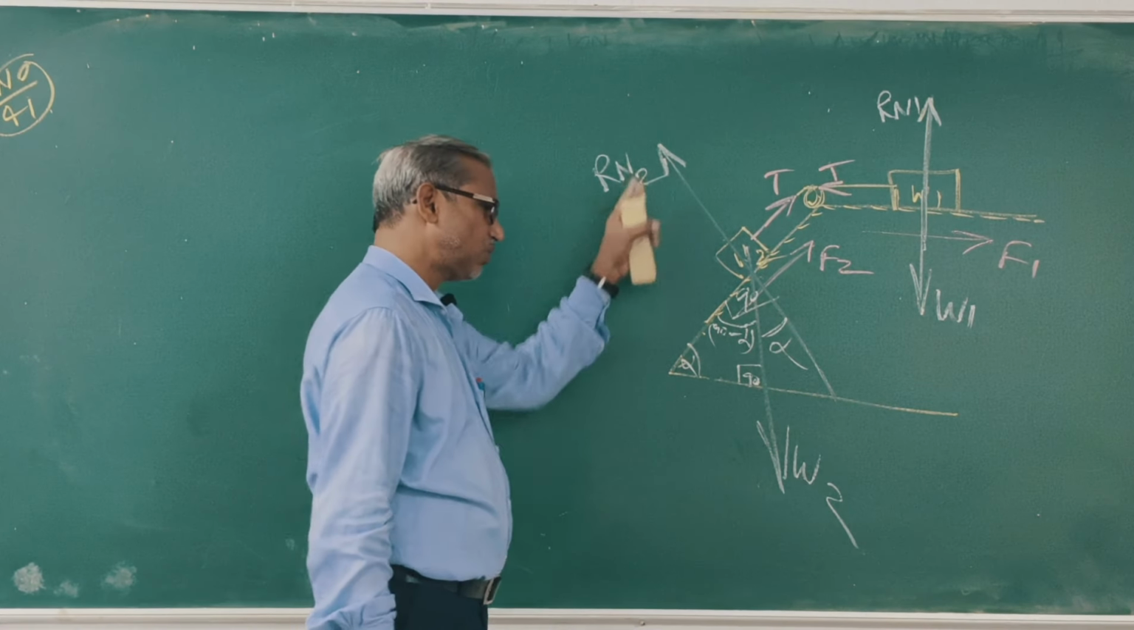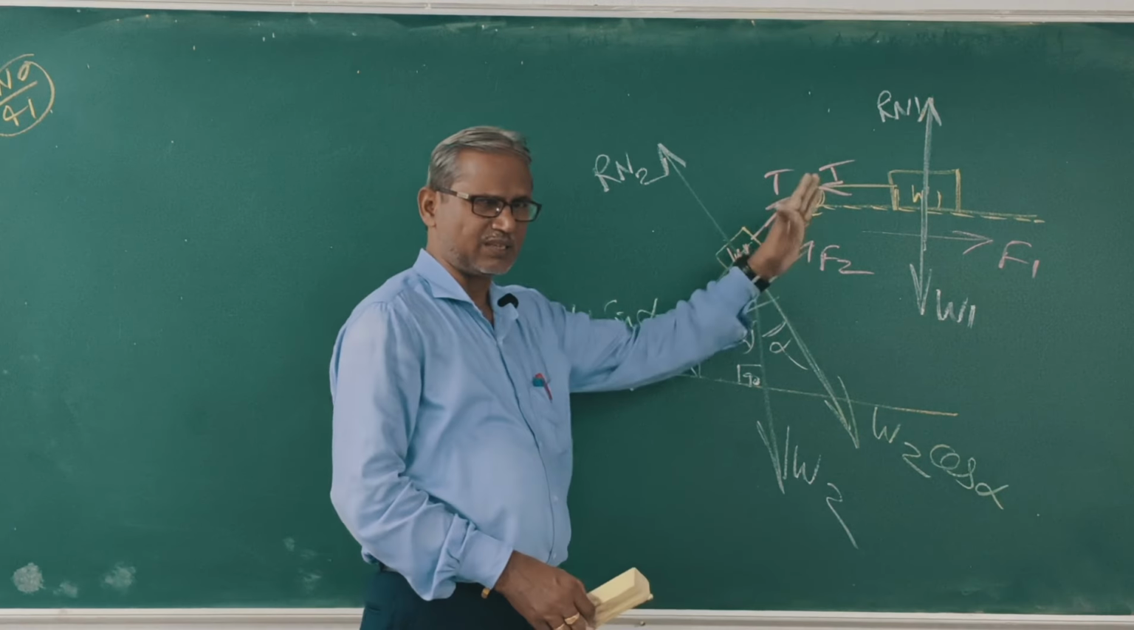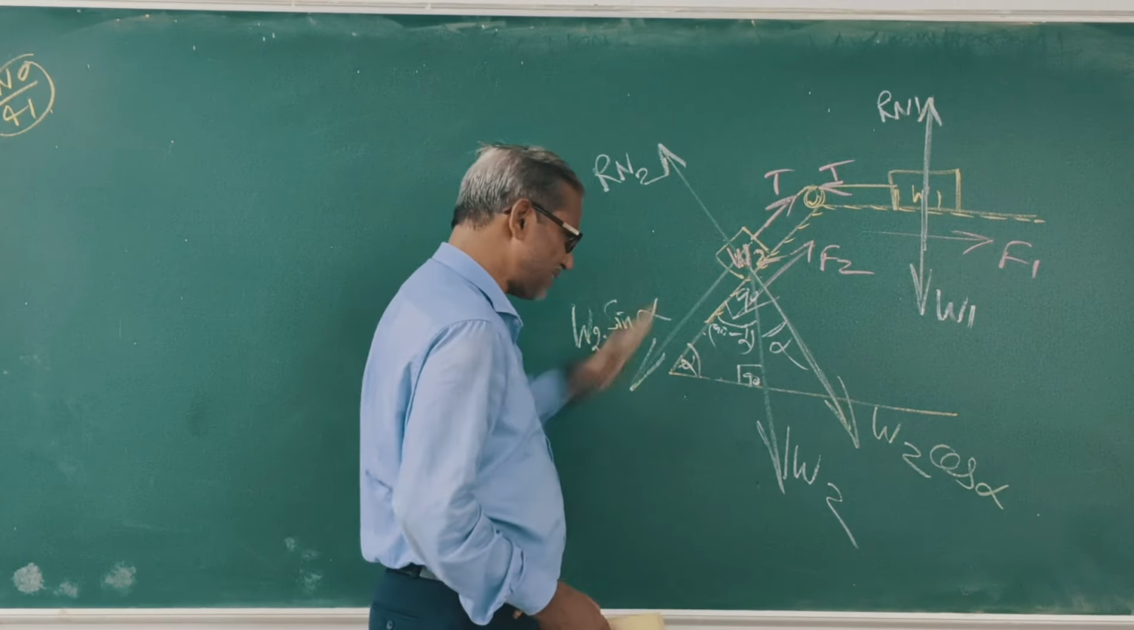So this is the x-axis, this is the y-axis. So what is this force? W2 cos alpha. This force W2 sin alpha. Clear? So how many forces act on block 2? Rn2, W2, F2, and T. Four forces. F2 and T are both along the x-axis, Rn2 along the y-axis. Now only resolve W2 along the x-axis and along the y-axis.